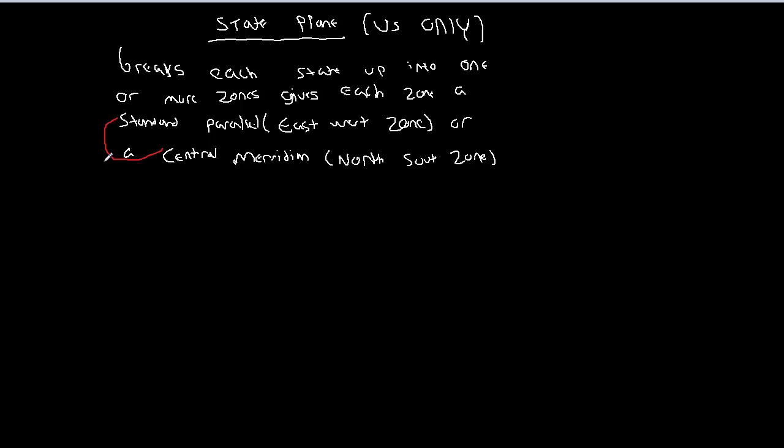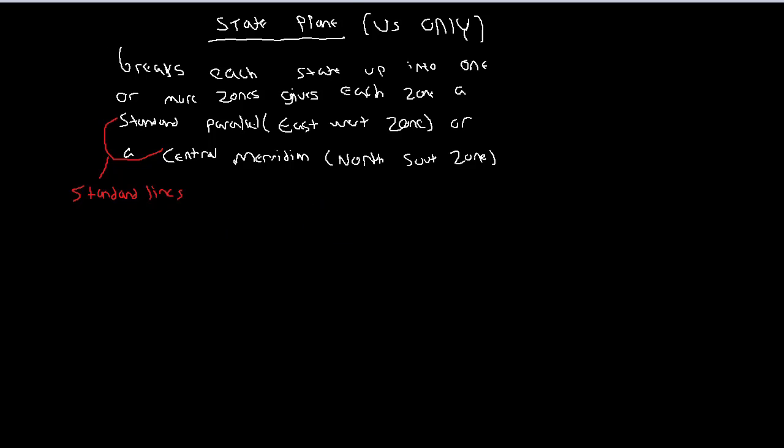These are just fancy terms for standard lines, right? If the standard line runs east-west, it's a standard parallel. If the standard line runs north-south, it's a central meridian. We've already looked at central meridians when we talked about the universal transverse Mercator system. State plane functions very similarly.